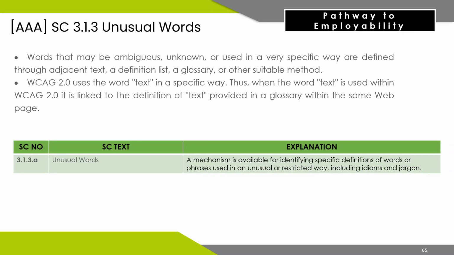The requirements for success criterion 3.1.3 Unusual words are 3.1.3.a Unusual words. A mechanism is available for identifying specific definitions of words or phrases used in an unusual or restricted way, including idioms and jargon.